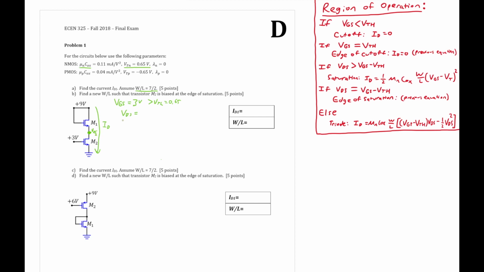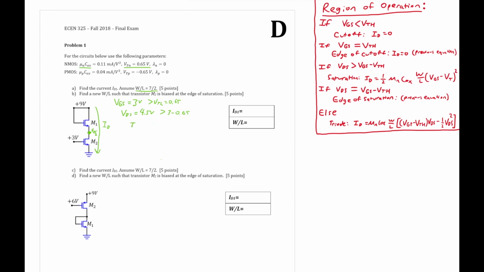One way to figure out our VDS value is by realizing that both these transistors are the same, and there's going to be the same voltage drop across each of them. And so this VDS value is going to be half of the supply voltage, and therefore it's 4.5 volts. And 4.5 is larger than VGS minus VTH, which is 3 minus 0.65, which means we are in the saturation region.